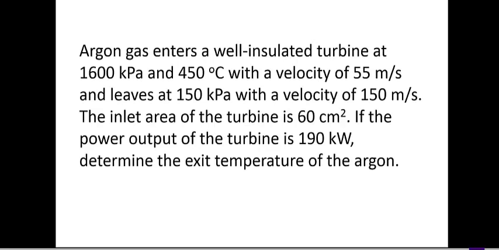Argon gas enters a well-insulated turbine at 1600 kilopascal and 450 degrees Celsius with a velocity of 55 meters per second and leaves at 150 kilopascal with a velocity of 150 meters per second. The inlet area of the turbine is 60 square centimeters. If the power output of the turbine is 190 kilowatts, determine the exit temperature of the argon.